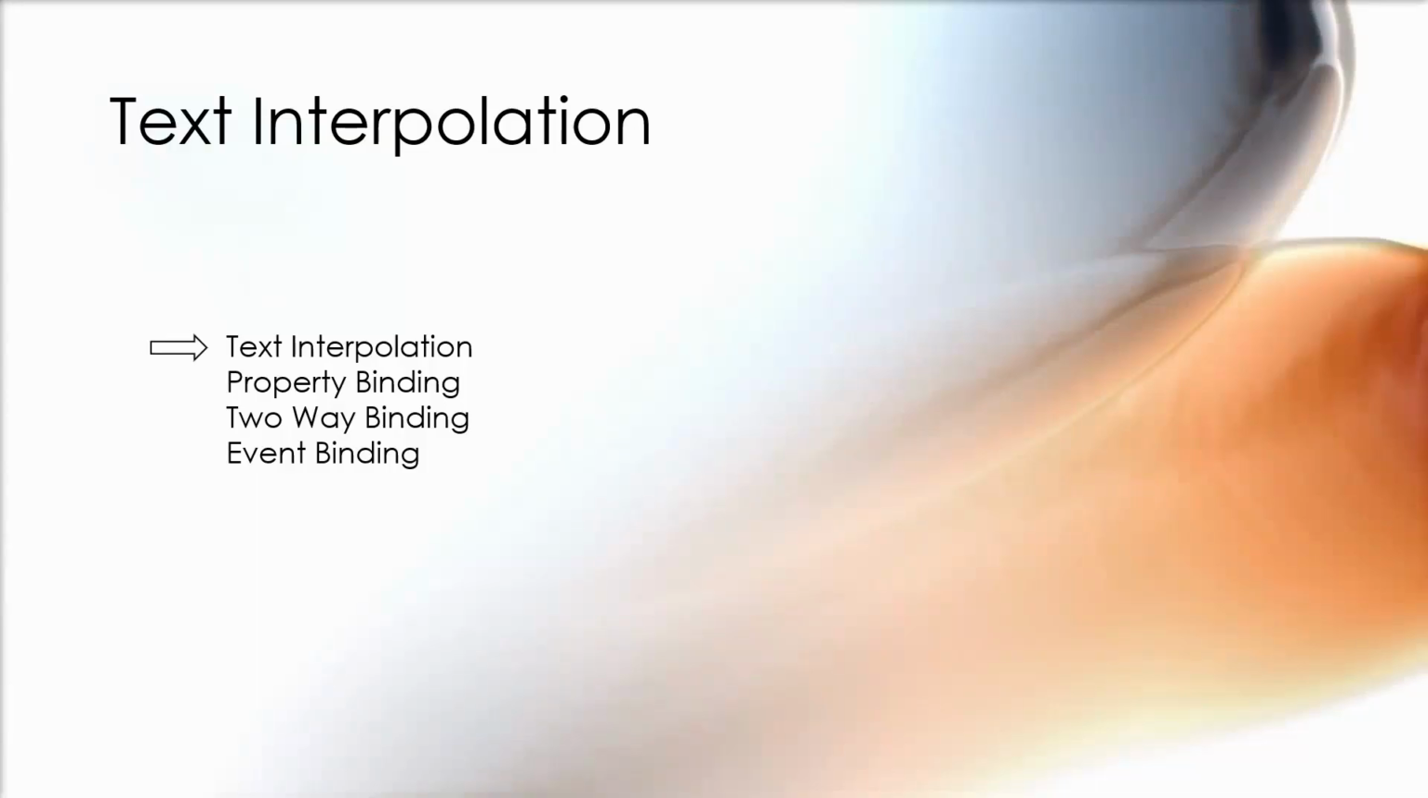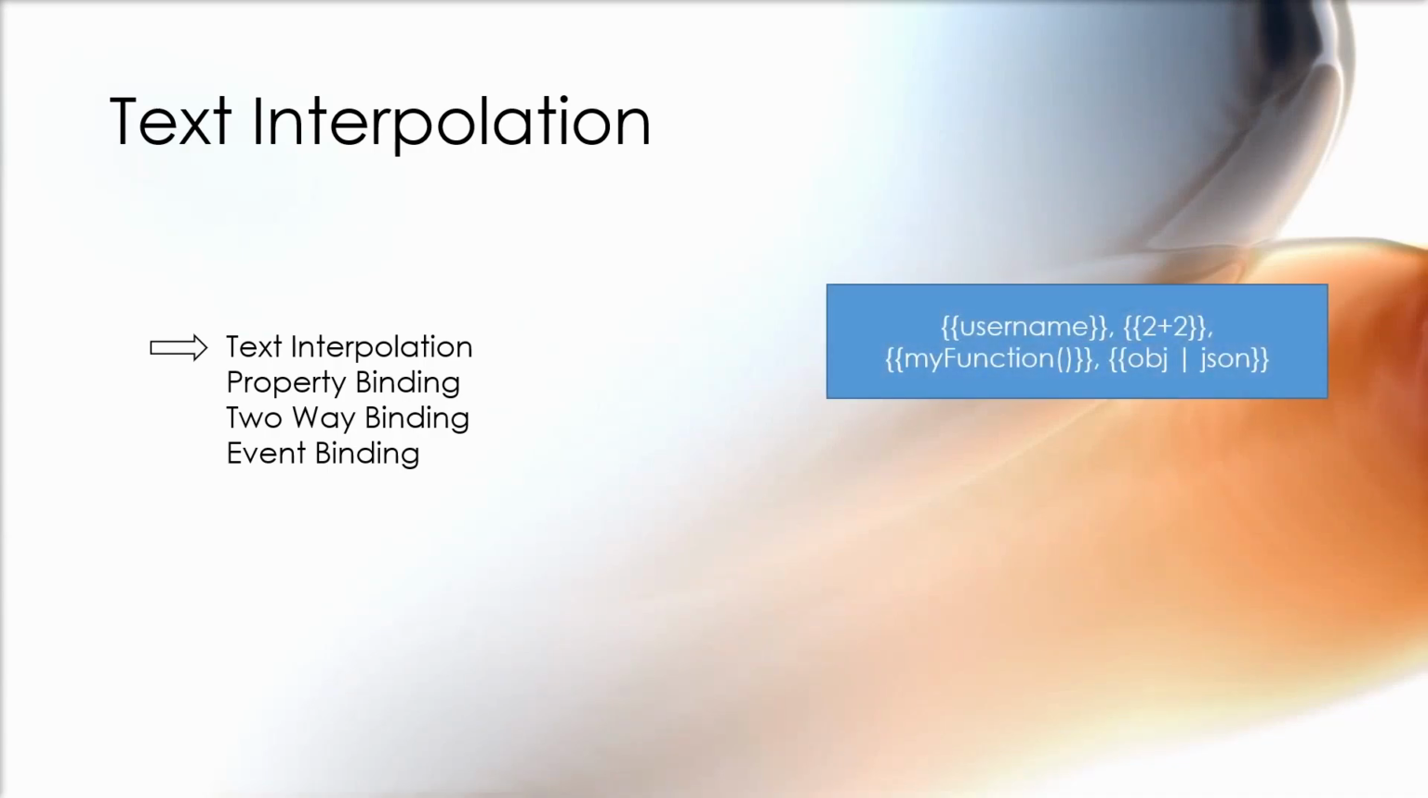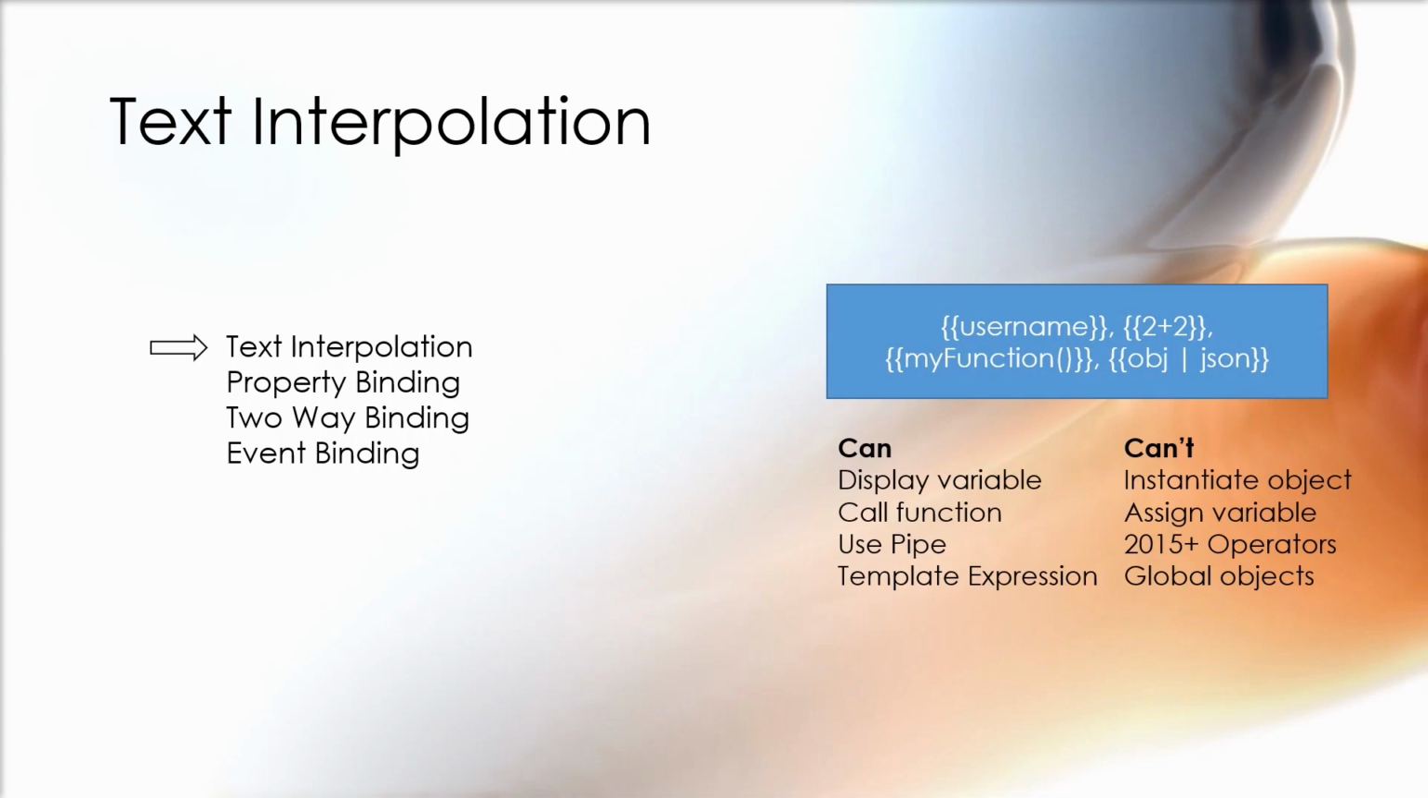In this video, we are going to learn the first and simplest kind of data binding, the text interpolation or the string interpolation. We'll see different use cases of this feature, what we can and cannot do using the text interpolation. Let's get started.